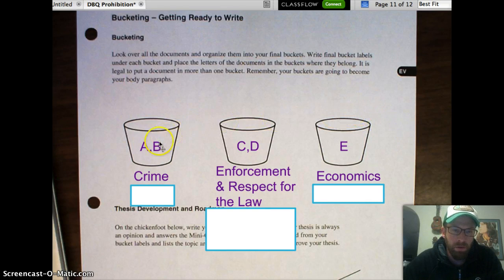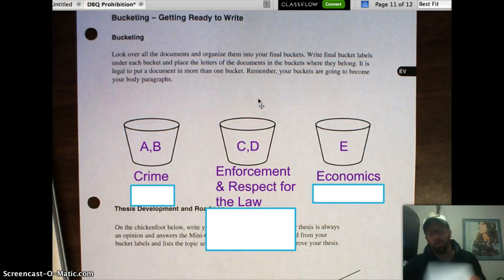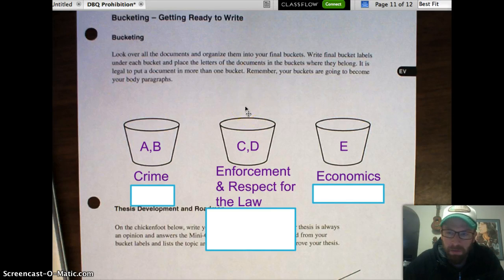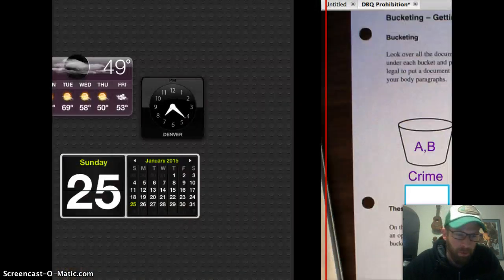So those are your three main themes here, and where each document fits. You should have that written on your paper, because that will help you as you make your presentation, which is the next and final step of this unit. Okay, hope that helps.